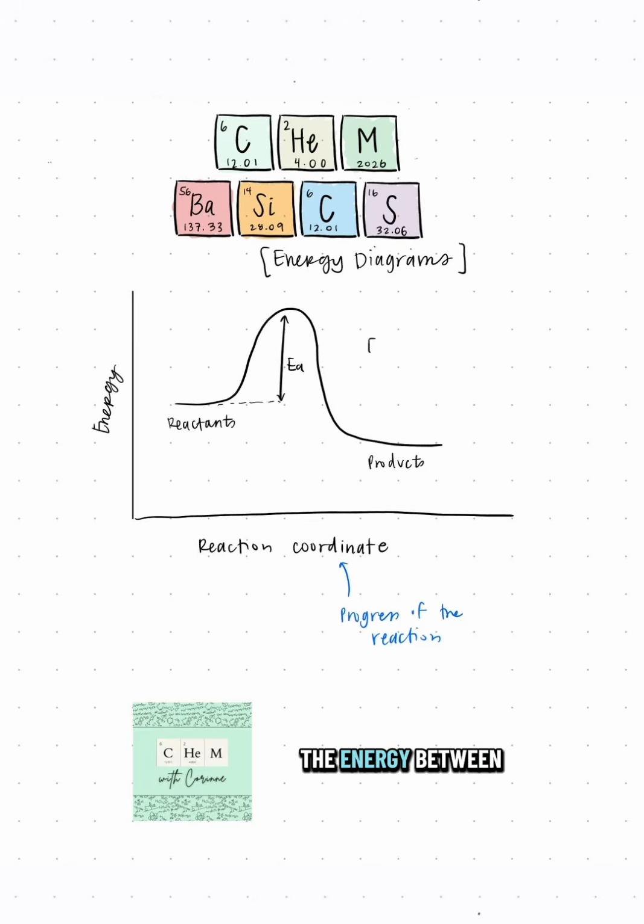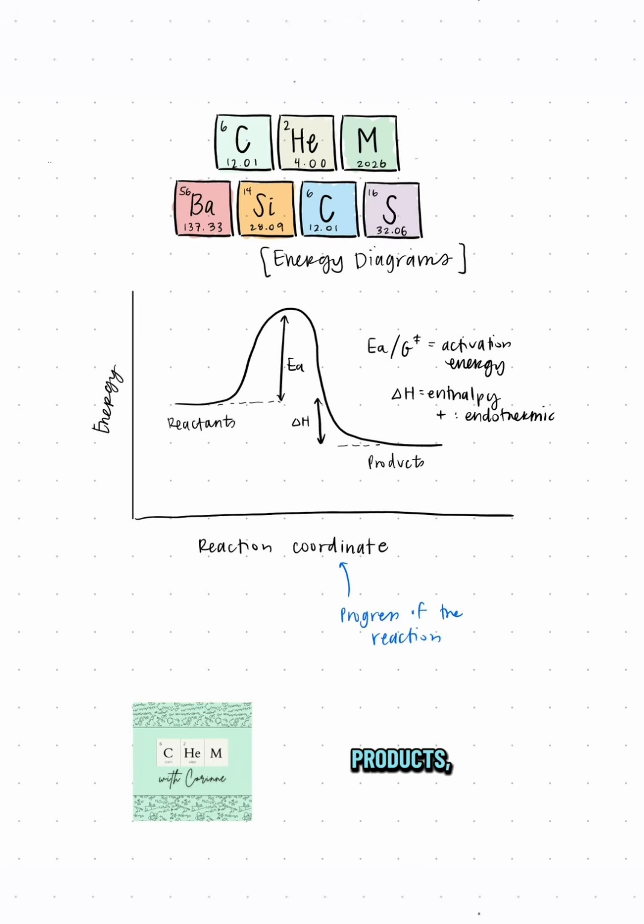The difference in the energy between the reactants and that highest peak is known as the activation energy. That is the hump that you have to get over as you're transitioning from the reactants to the products. The difference in the energy between the reactants and products, that is your enthalpy. If you have a positive enthalpy, that is endothermic. If it is negative, that is exothermic.